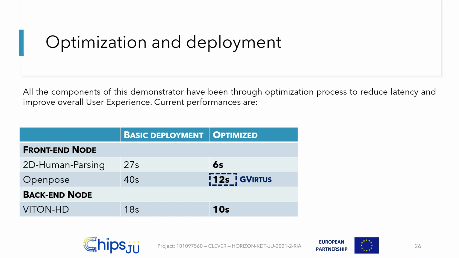The optimization process allowed us to reduce latency associated with each of the image processing tasks, granting an overall better user experience. The current version of the application employs only 6 seconds to complete the 2D human parsing task and is able to finish the OpenPose process in no more than 12 seconds, against the original 40. These improvements are related both to algorithm optimization and to the integration of the gVirtuS component. Finally, also the VITON application has been improved, almost halving the processing time to produce the final output.